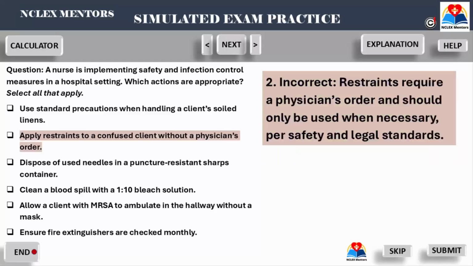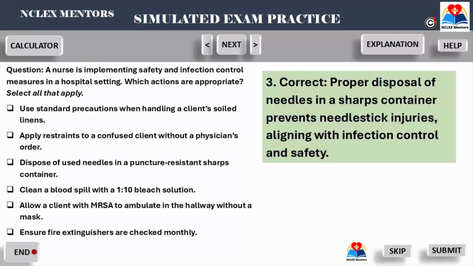Option 2. Apply restraints to a confused client without a physician's order. Uh-oh, not okay. Even if a client is confused, restraints require a physician's order, and they should only be used as a last resort. This is about both safety and respecting patient rights. So this action is not appropriate.